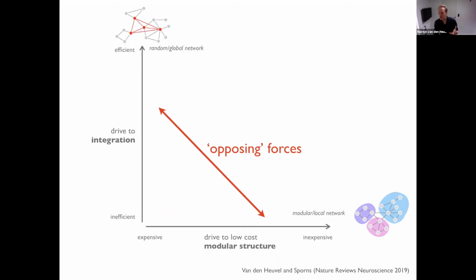Now, it's interesting to realize, perhaps, that these two themes are not independent of each other. Actually, they're more opposing forces. Because if you want to minimize wiring cost and go into a very strong modular type of network on this end of the spectrum, that means you don't have much integration. And the other end is also true. If you want to have a network with a high level of integration, then you need to invest a lot of neural resources in specific types of features.